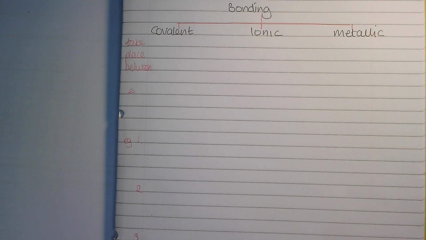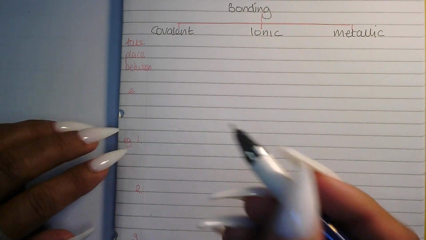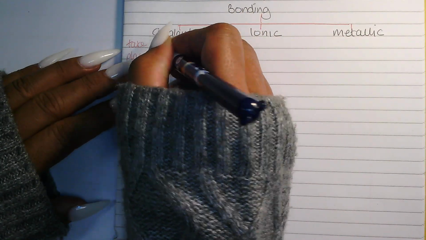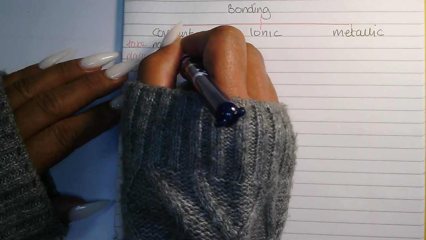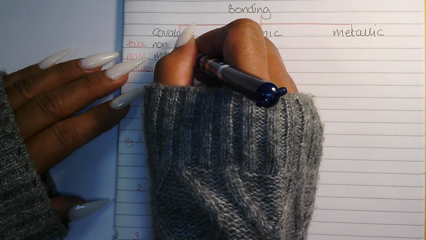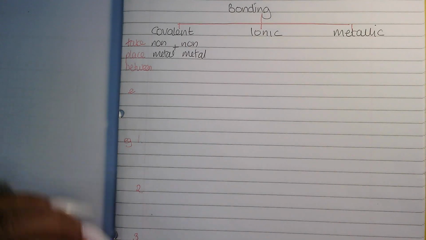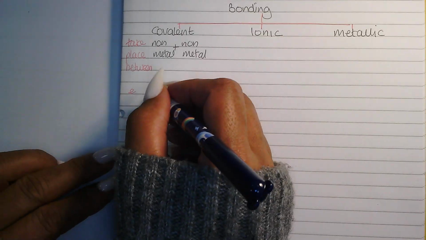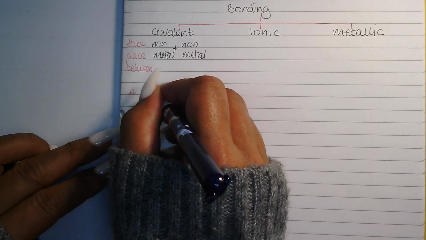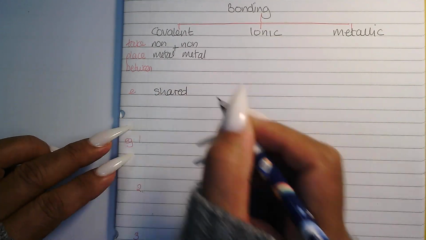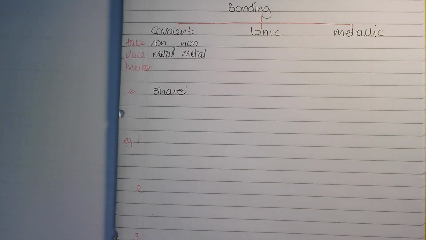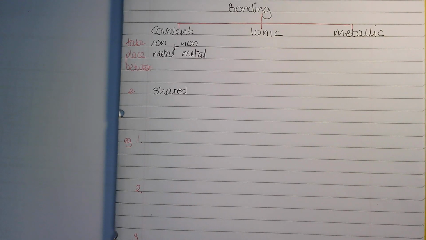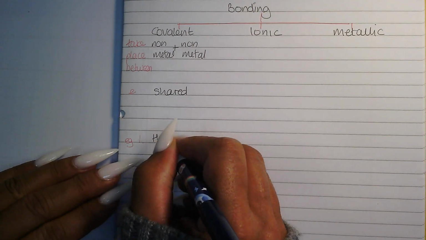Okay. We'll start off with covalent. Covalent bonds happen between a non-metal and another atom that is also a non-metal. So covalent bonds take place between 2 non-metals. What happens to the electrons? The electrons are shared between one atom and the other. Okay. An example would be water.